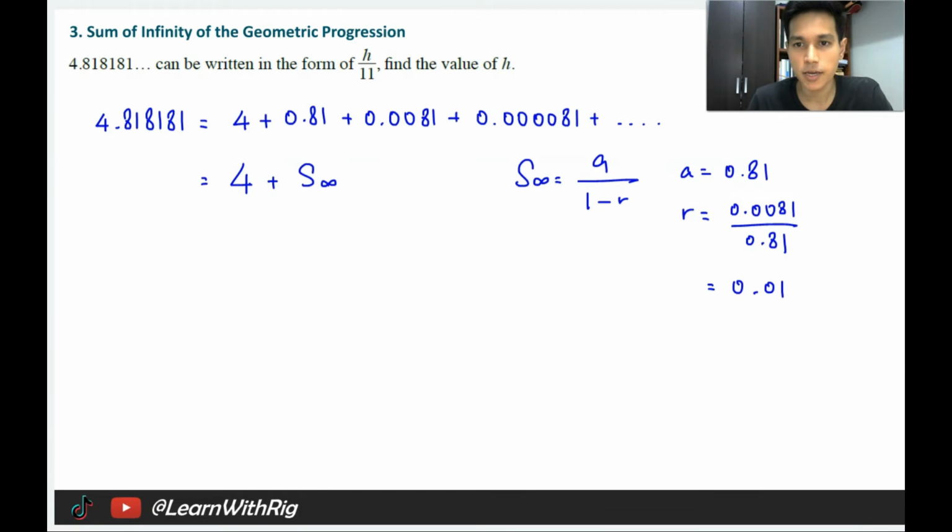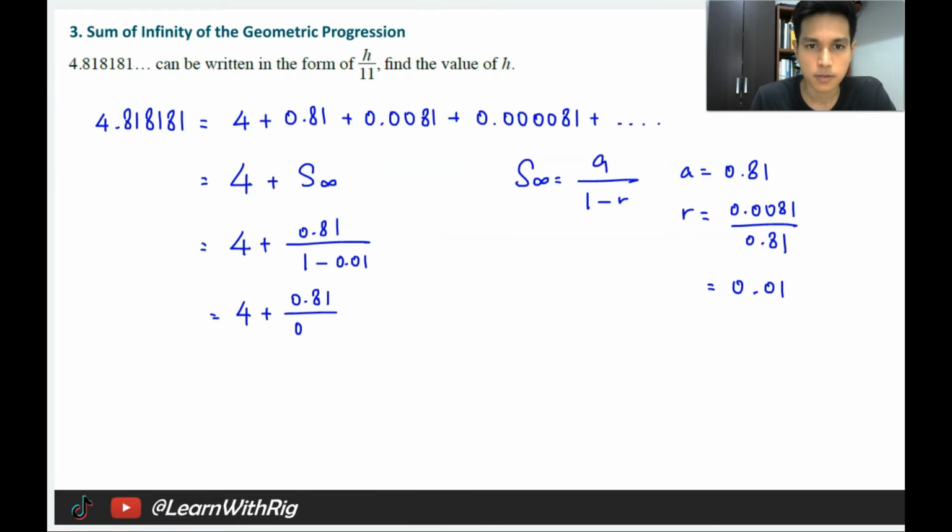Okay, so you found your a and your r value. Now you can solve. So 4 plus a is 0.81 divided by 1 minus 0.01. So 4 plus 0.81 divided by 0.99. To change this into a proper fraction, you can first times 100 here, times 100. You get 4 plus 81 over 99. Then you can divide by 9, divide by 9. Answer is 4 plus 9 times 9, 9 times 11.